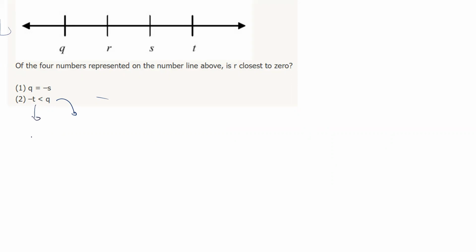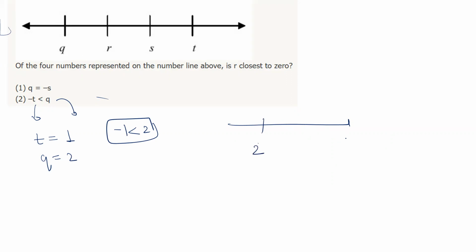So what you can do is take T equal to 1 and Q equal to 2, because -1 is less than 2. So if Q is equal to 2 and T is equal to 1, something like this, and R is somewhere here. So here R is not equal to 0 at all. But again, you cannot say that statement number 2 is sufficient and move forward, because even if it is completely no, then the statement is sufficient to give the answer.